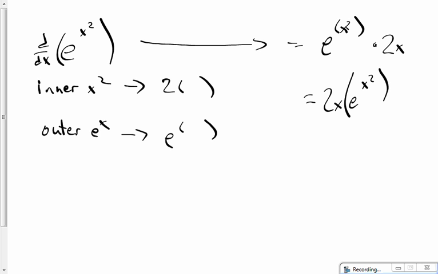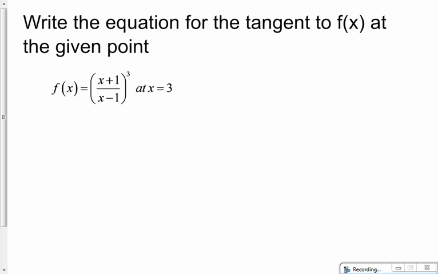Let me go back to the other one. I think this is the last one. This is the last one I have for right now, and then I'll give you a bunch of work time. All right? So, it looks a little different. Write the equation for the tangent to the function at the given point.